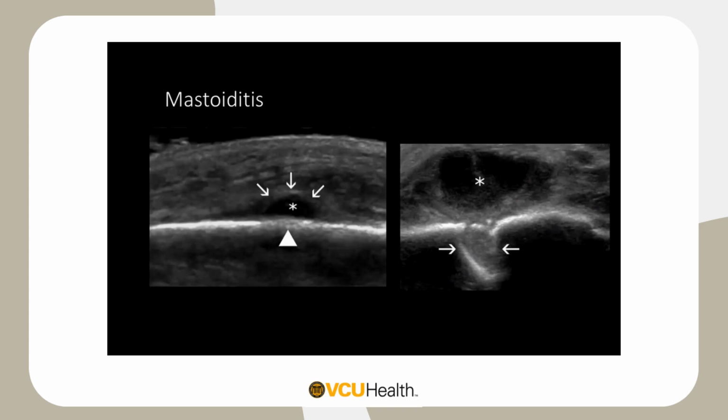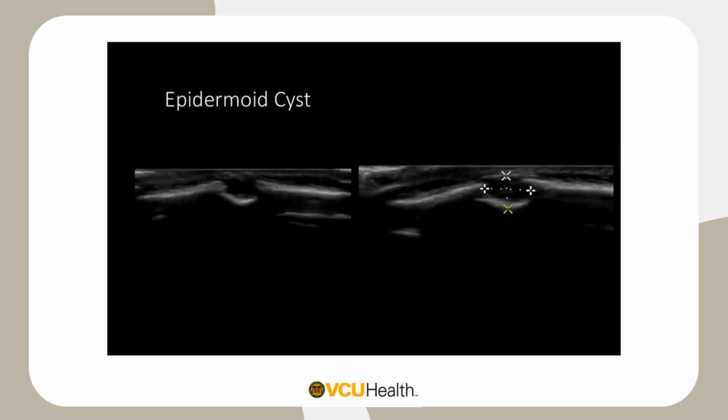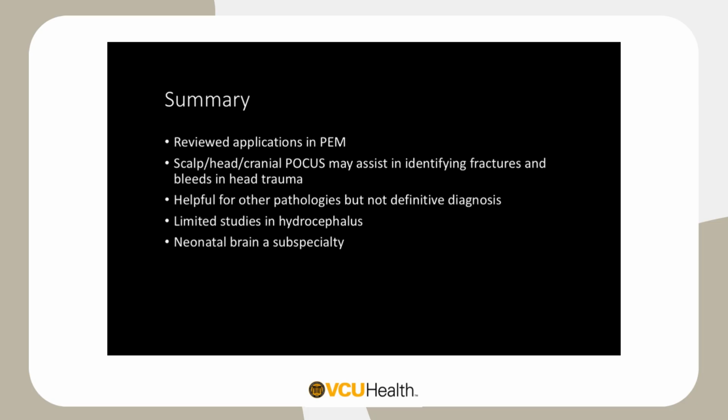So other things that we do encounter for any type of skull POCUS is mastoiditis. Here's an example of mastoiditis and also an erosion of the bone that may occur. And also the epidermoid cyst, which is sometimes just fun to look at, but we just observe some of these cysts that occur in the ER.